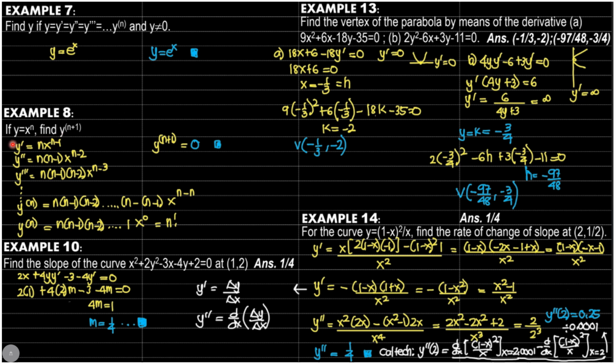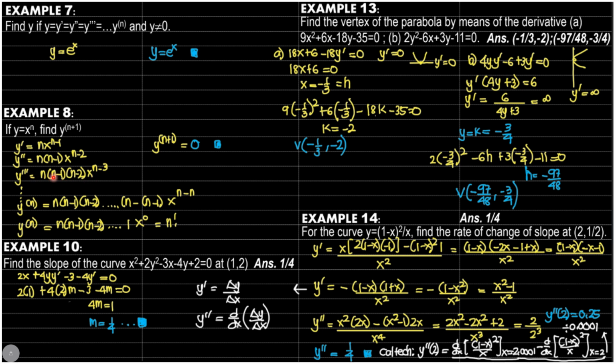Example 8. If y is x to the n, find the nth derivative of y. So let's study the first few derivatives. So y prime is, by the power formula, n x to the n minus 1. Y double prime is n times n minus 1, x to the n minus 2. Then y triple prime, n times n minus 1 times n minus 2, x to the n minus 3.